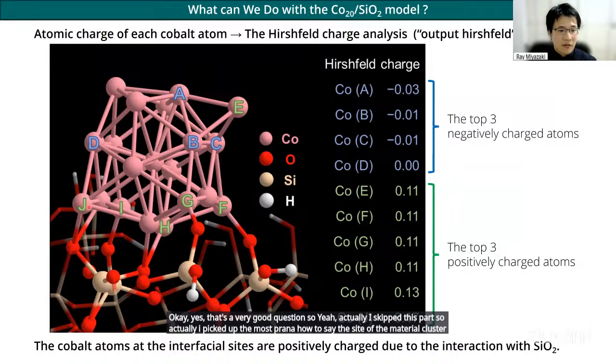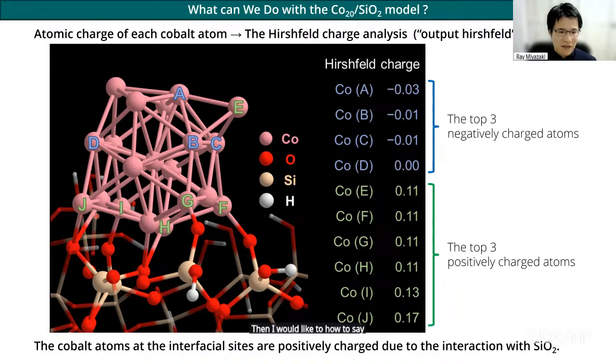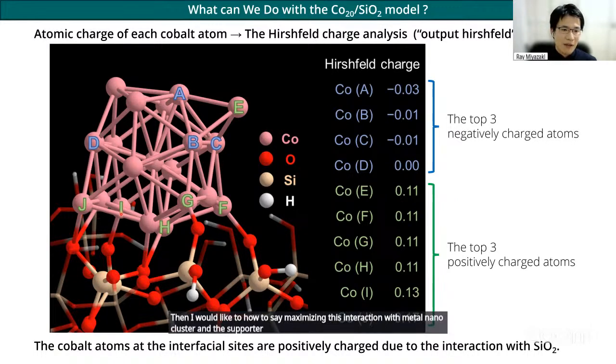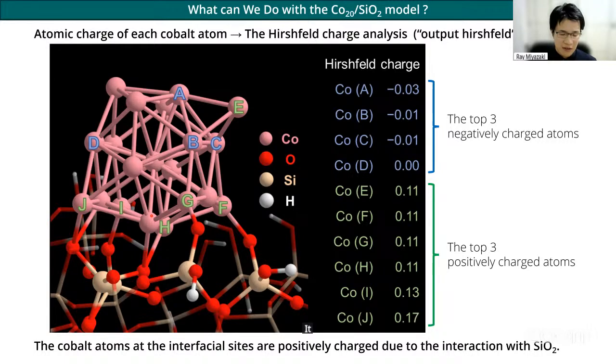That is the reason why, the interaction between the metal cluster and the support material is stabilized by interaction with oxygen atoms. Then I'd like to maximize this interaction between the metal nanocluster and the support material. So I picked the most planar and the largest facet of the cluster when it interacts with the silica slab. And then I picked this most planar site. I hope this is the answer.